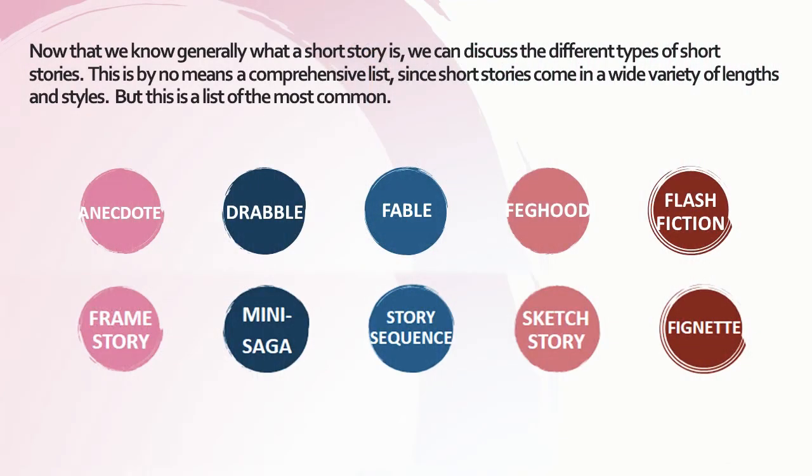Now that we know generally what a short story is, we can discuss the different types of short stories. This is by no means a comprehensive list, since short stories come in a wide variety of lengths and styles, but this is a list of the most common. Those are anecdote, drabble, fable, fakehood, flash fiction, frame story, mini saga, story sequence, skirt story, and vignette.